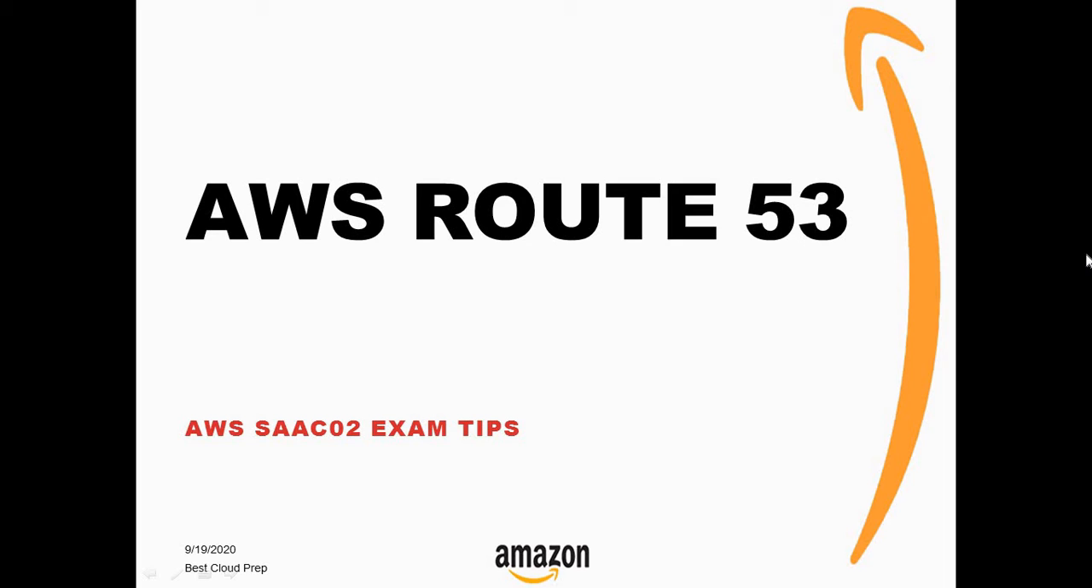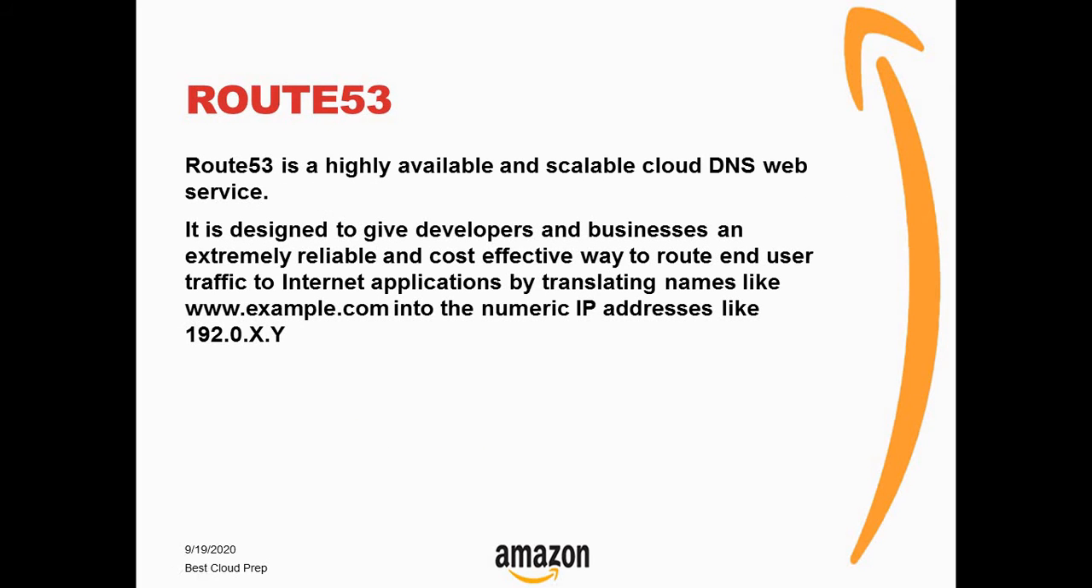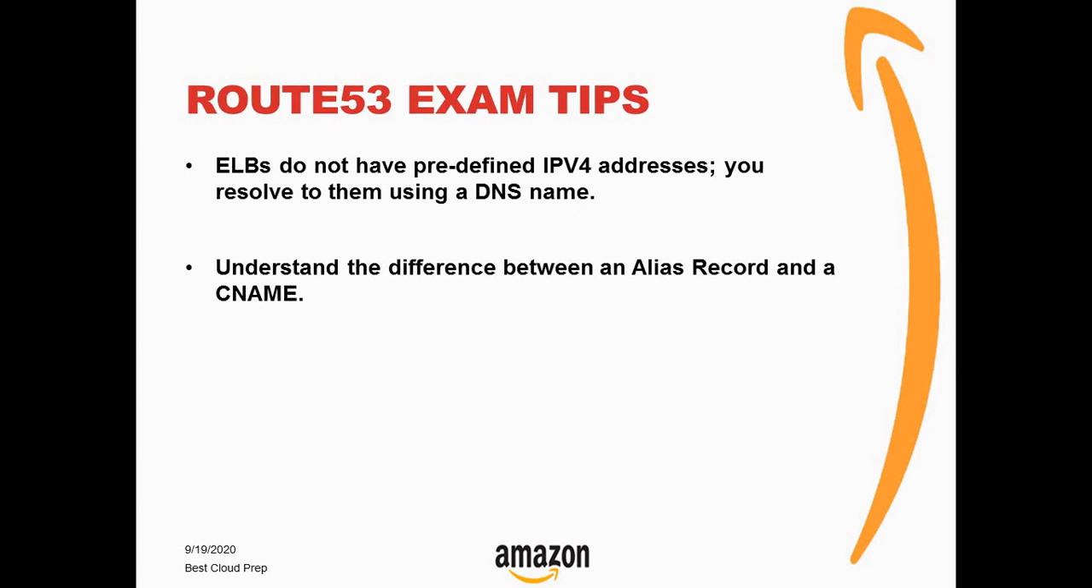In today's lecture we will quickly look at the DNS service in AWS, that is Route 53. So Amazon Route 53 is a highly available and scalable cloud domain name web service, which is basically your DNS web service. It is designed to give developers and businesses an extremely reliable and cost-effective way to route end-user traffic to internet applications by translating names like www.example.com into numeric IP addresses like 192.0.2.1. So let's start my Route 53 exam tips.